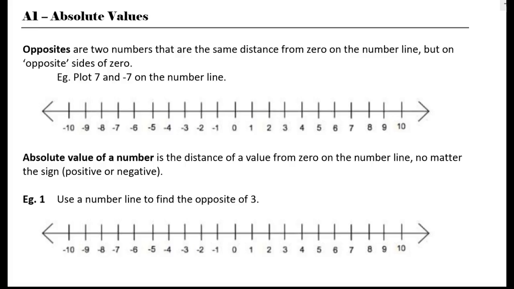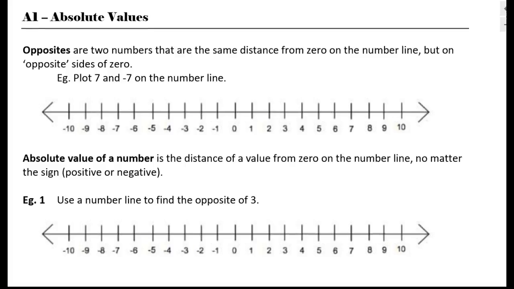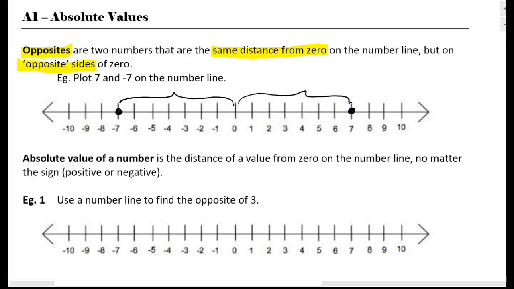So two key things that we need to understand. Number one is the idea of opposites. Opposites are two numbers that are the same distance from zero on a number line, but on opposite sides. So if we take 7 and we put it on our number line versus -7, those are opposites because their distance from 0 is equal, but one is to the left and one is to the right.